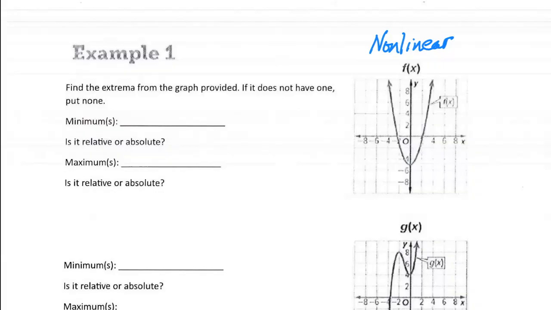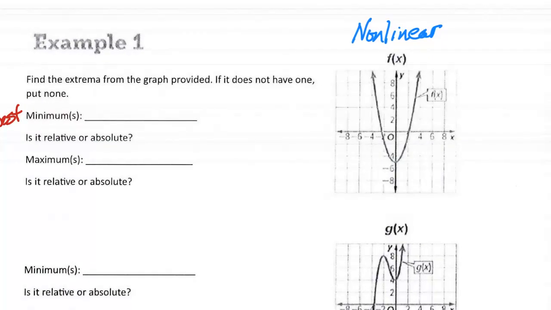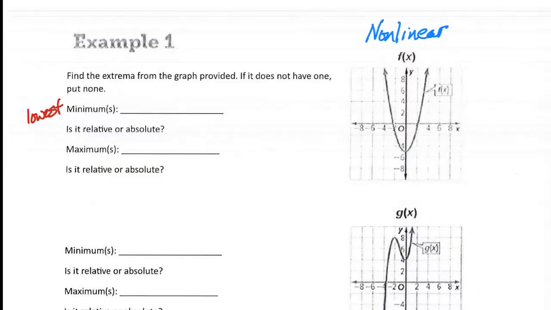Find the extrema from the graph provided. If it does not have one, put none. Minimum. Minimum is the lowest point. So as you look at this graph, does it have a lowest point? Yes or no? Come on, guys. Need you to answer. Does it have a lowest point?